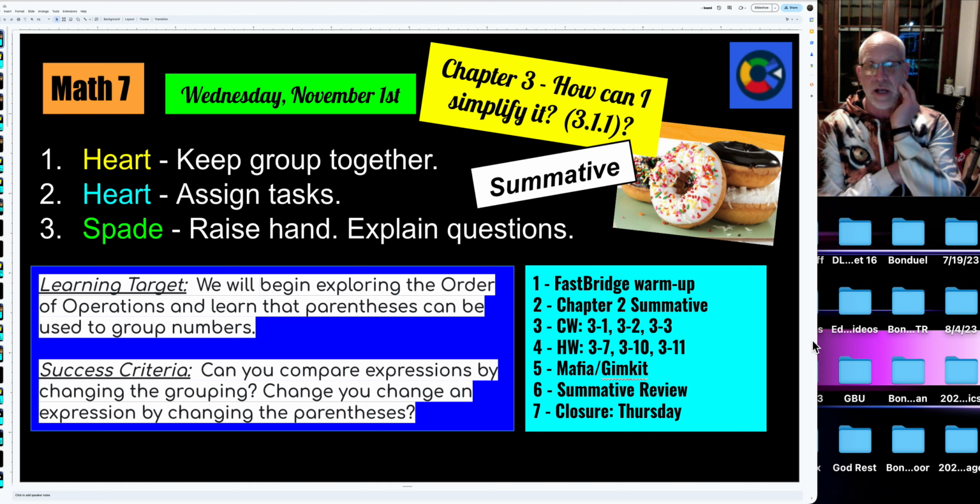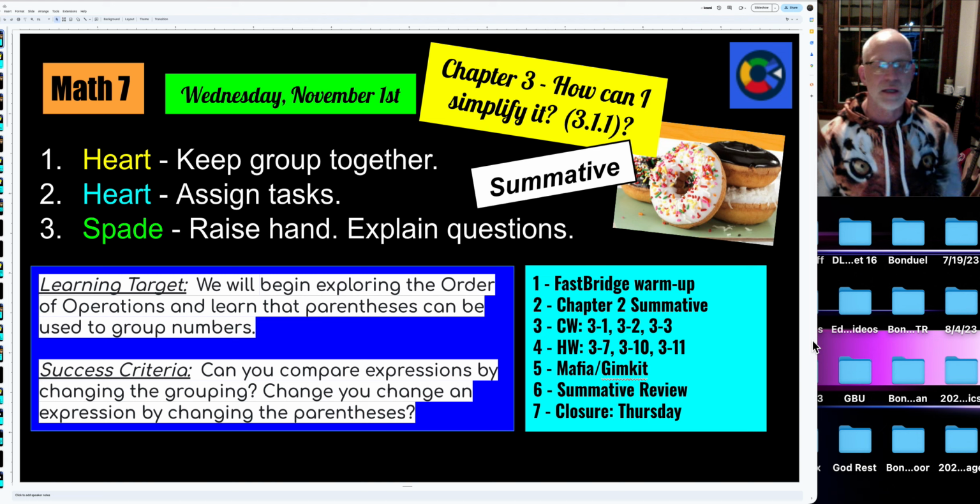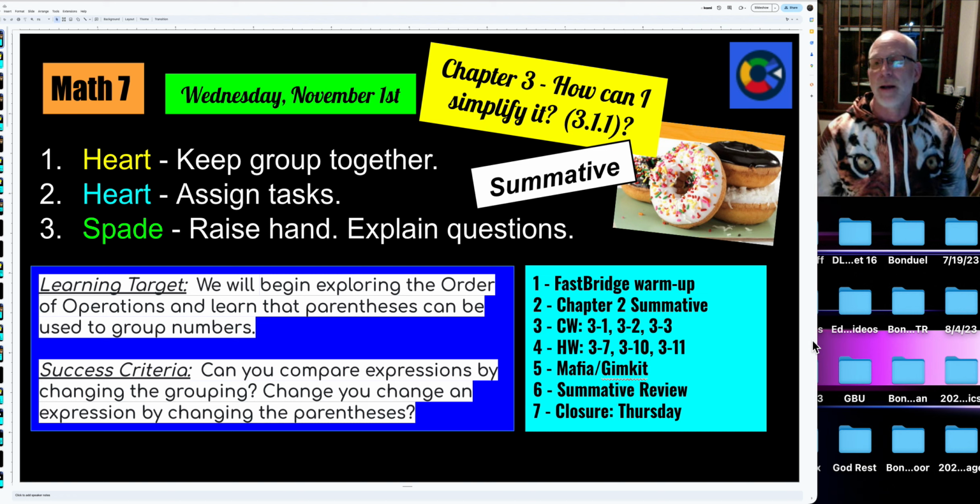So, when you come into class, what are we doing? Number one, Fast Bridge. Red, blue, green, white, red. Round two, blue, green, white, red. And then I think round three is buff, white, red, and something else. After that, make sure that everyone is finished with their Chapter 2 summatives, because some of us started them yesterday, some of us completed. If you're done, do something quiet until everyone's ready. I'll collect them all, and then I'll grade those and get those entered.